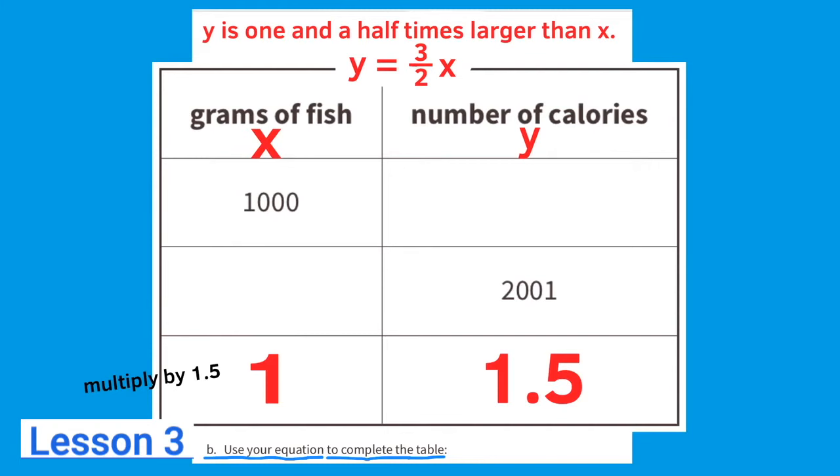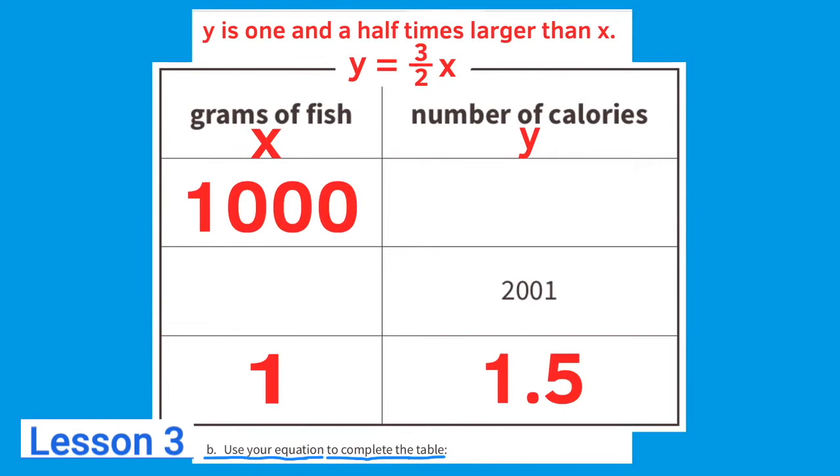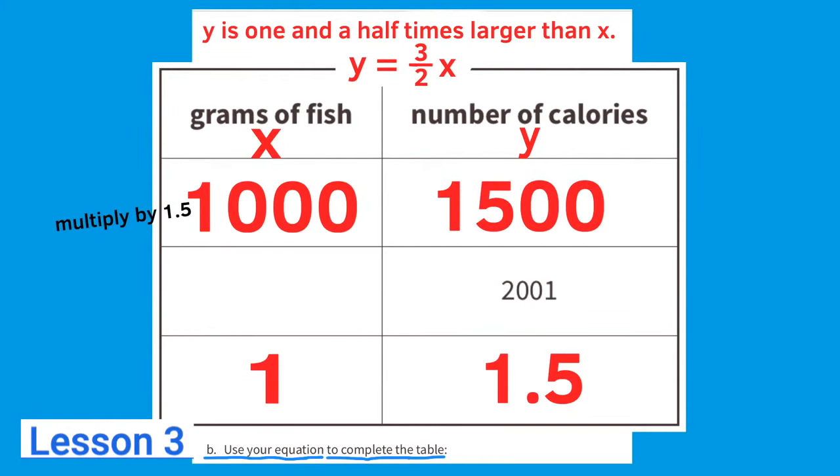Let's look at 1,000 grams of fish. What is 1 1/2 times greater than 1,000? 1 1/2 times 1,000 is 1,500. 1,000 grams of fish has 1,500 calories.